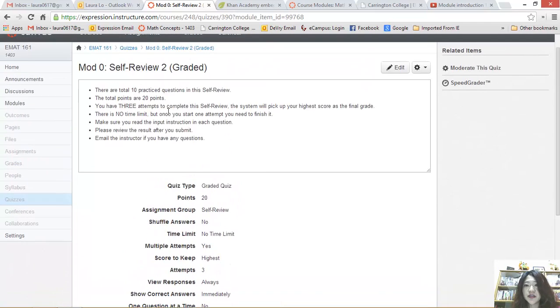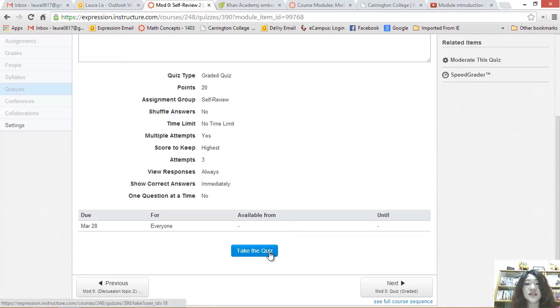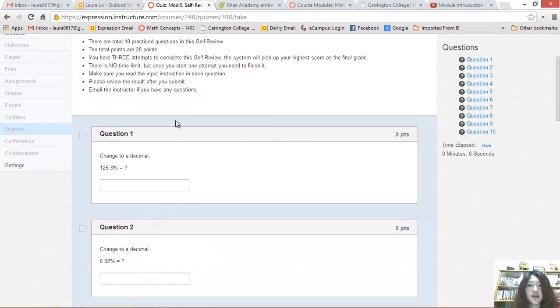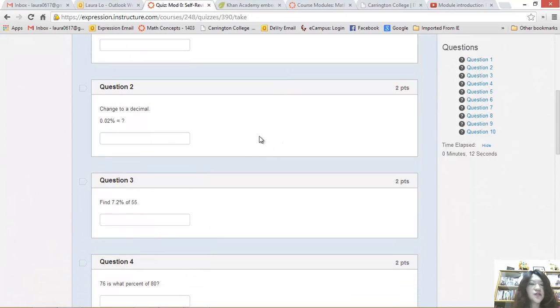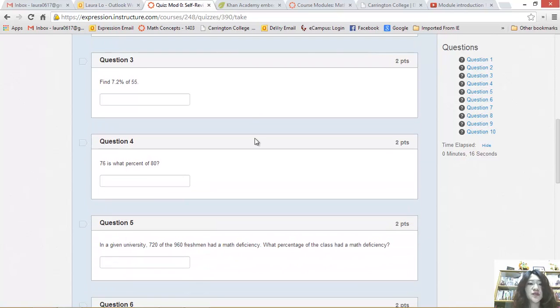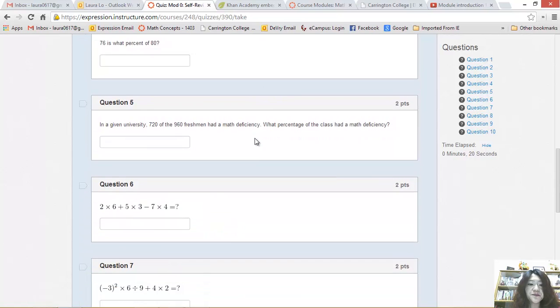And the most important thing is, here you see "take the quiz," just because Canvas considers it a quiz format, but here it is the self-review. For example, we take self-review 2. Here you have 10 questions. There's no time limit, and also, remember you don't have to save. Once you type your answer, the system saves it for you.